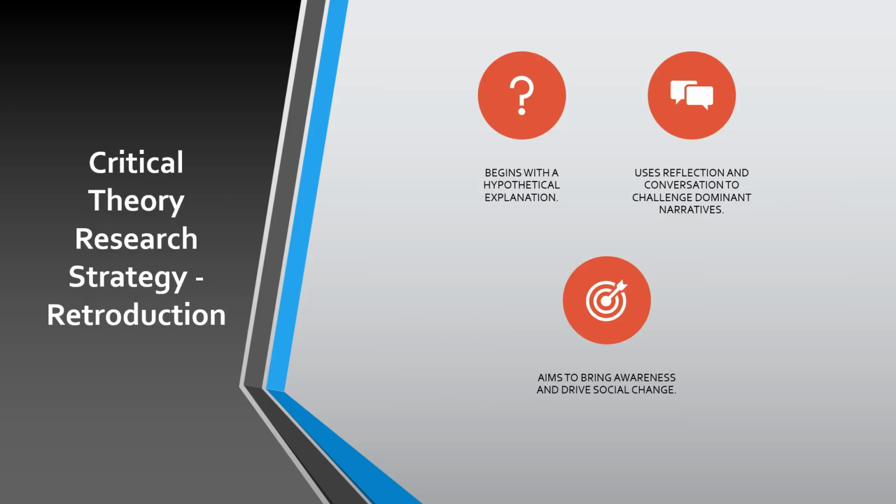Critical theory follows a strategy called retroduction. It starts with hypotheses about social structures. Researchers analyze dominant narratives through reflection and conversation. The goal is to raise awareness and drive social change by challenging these power structures.